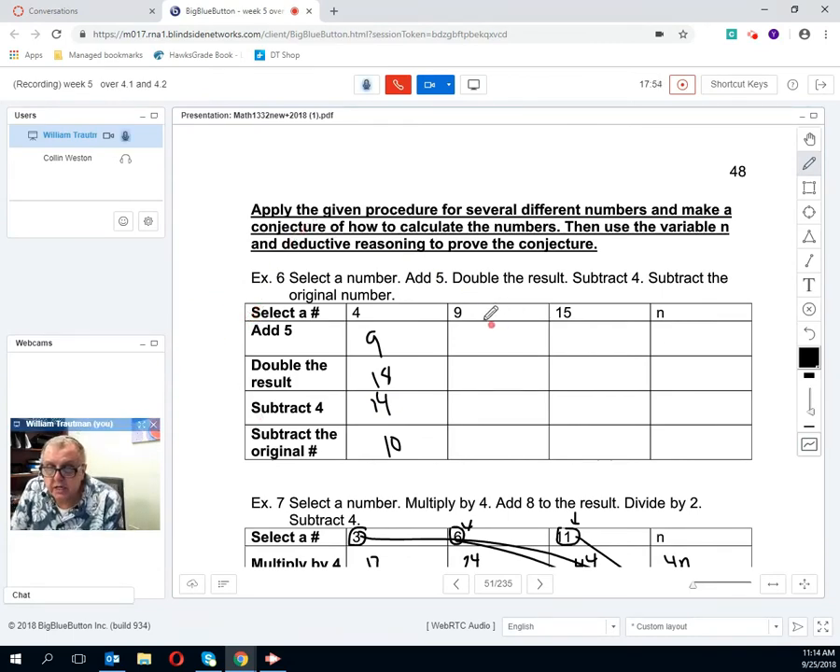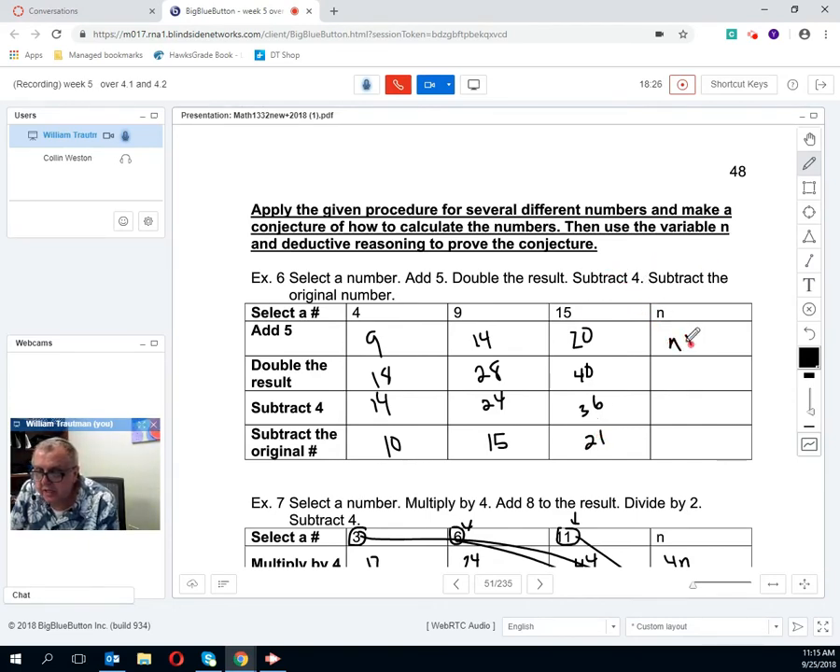All right. 9, add 5, which is 14. Double it. 14 times 2 is 28. Subtract 4. 28 minus 4 is 24. Subtract the original number, 9. 24 minus 9 is 15. Now 15, add 5, you get 20. Double it, you get 40. Subtract 4, you get 36. And subtract the original 15 from this, I get 21.